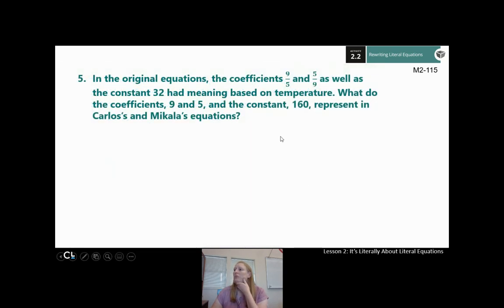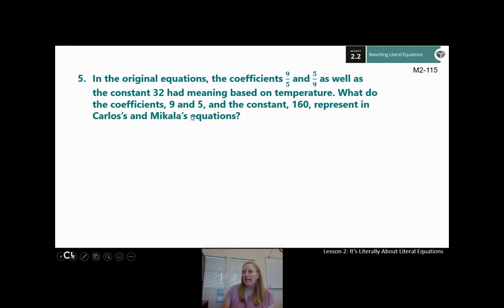So I do want to just point out a few little things. These aren't as hugely important, but in the original equations, that whole 9/5, 5/9, the 32, they had meanings of our temperature. Like 32 degrees Fahrenheit is the freezing point of water. You know that? Yeah. And of course, the 9/5, the 5/9, those were our slopes, all that stuff.